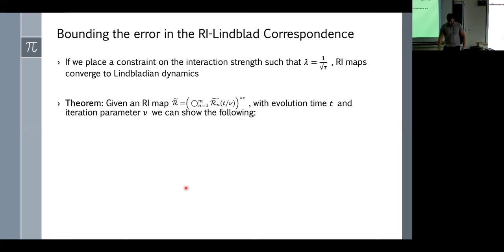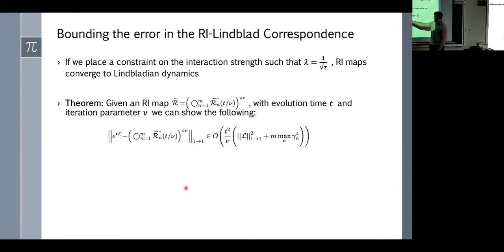So the bound we get is like so, where we take the difference between the Lindblad propagator and our map, and we see that it scales like time squared, and time squared over our iteration parameter ν, multiplied by the induced one norm of the Lindblad, which is just like an energy scale, plus some other eigenvalue bounds that are super important for our purposes here.